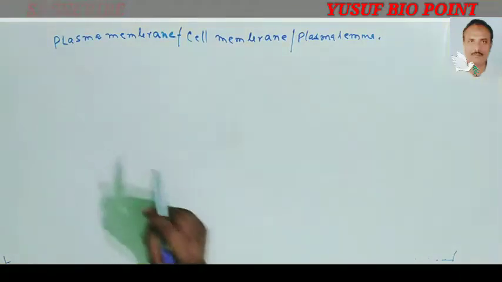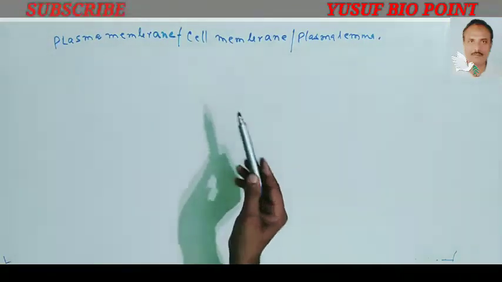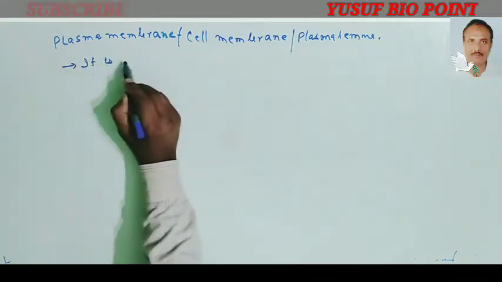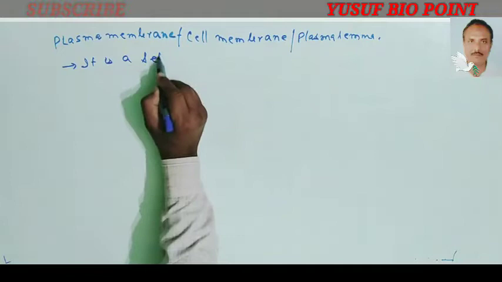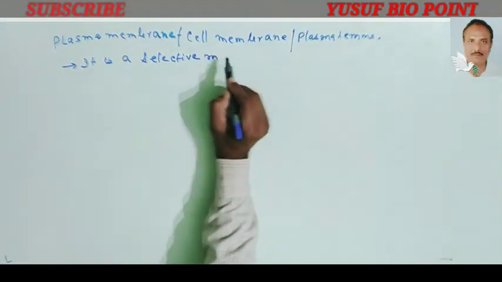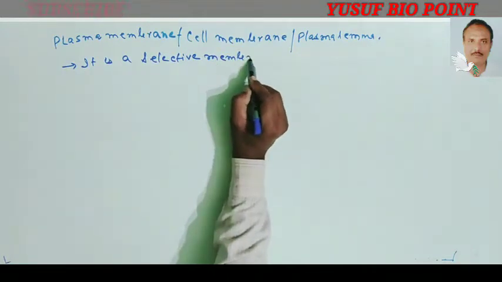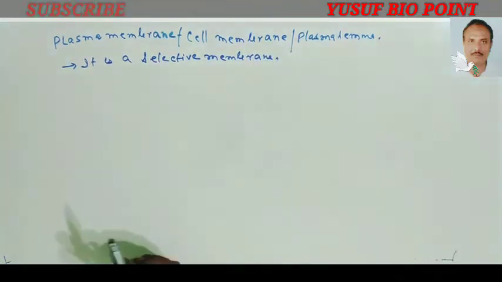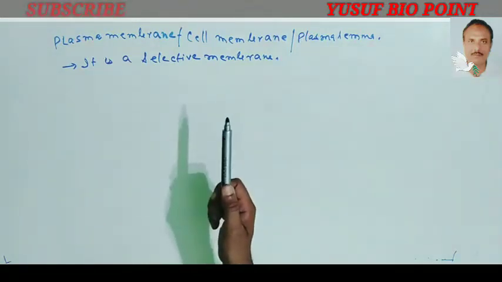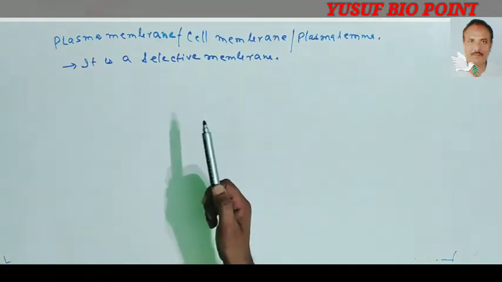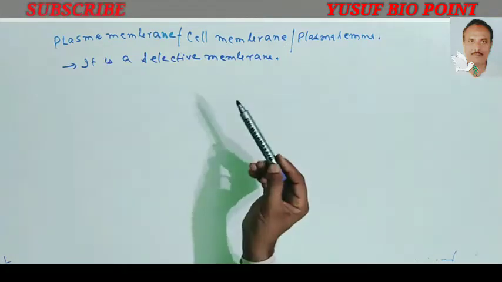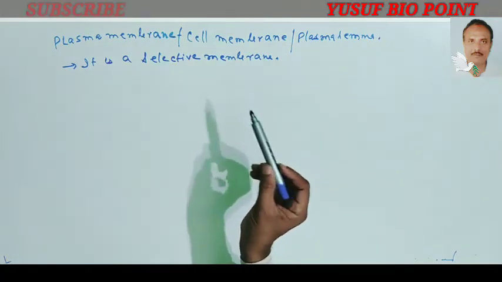Now, yesterday we have studied that it is a selective membrane. Means it allows some things to go through it and some things cannot go through it. That's why it is known as a selective membrane, and we have studied about it in the last video.